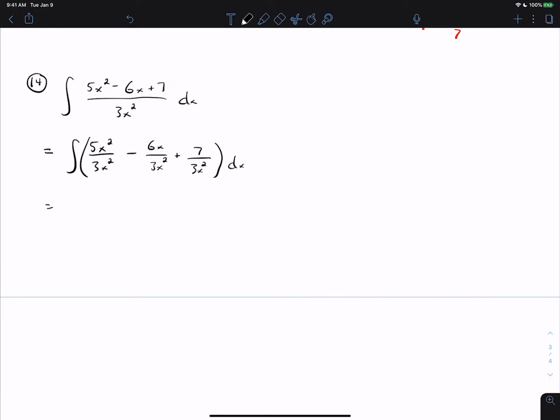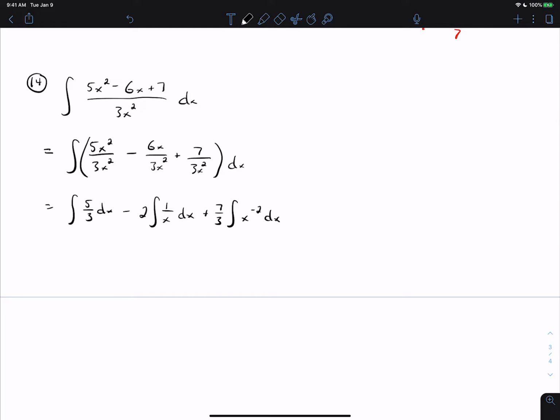That then allows us to split this into 3 separate problems. And so we get, the integral of 5/3 on the first one. Because the x's cancel completely, I'm going to leave the 5/3 inside. We can pull 6 over 3, which is 2, out of the middle problem. But we get x to the negative 1, which is the same as 1 over x on the middle problem. And then we pull 7/3 out of the third one.